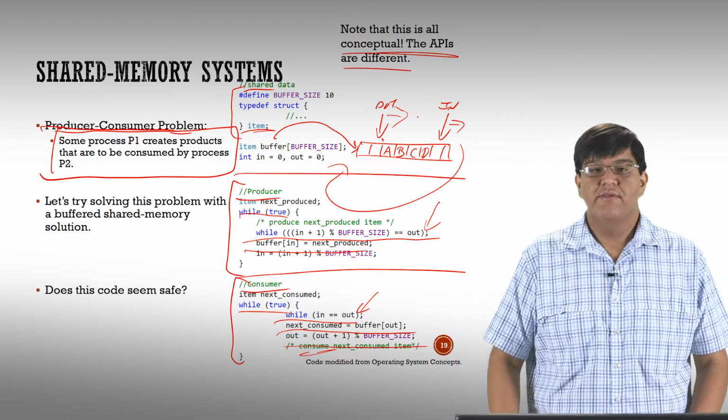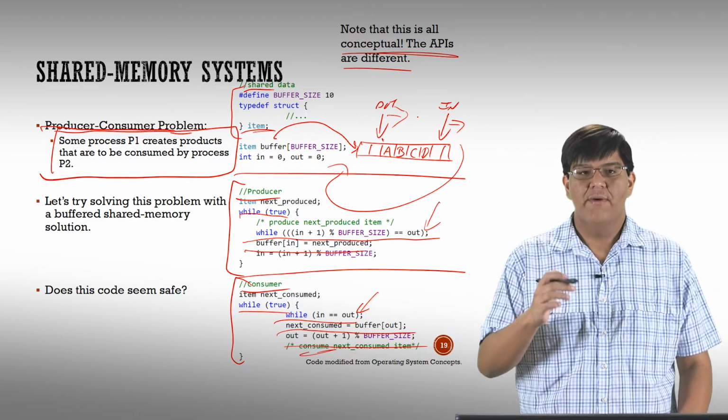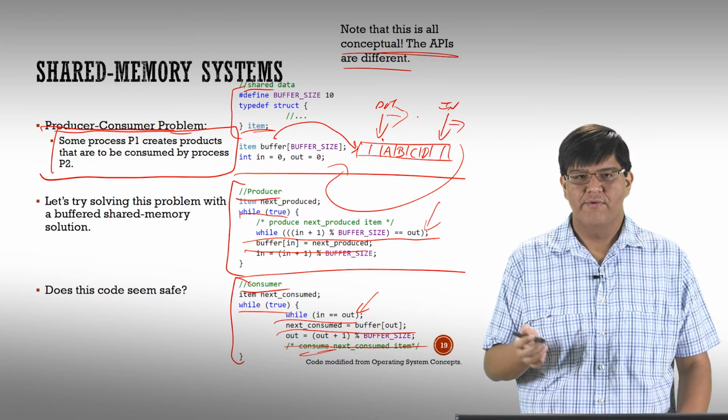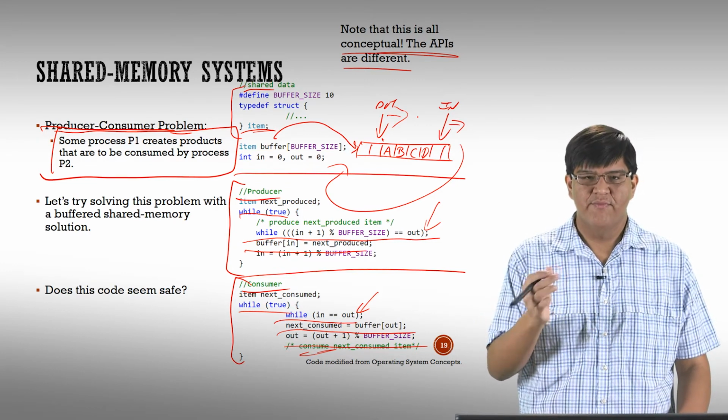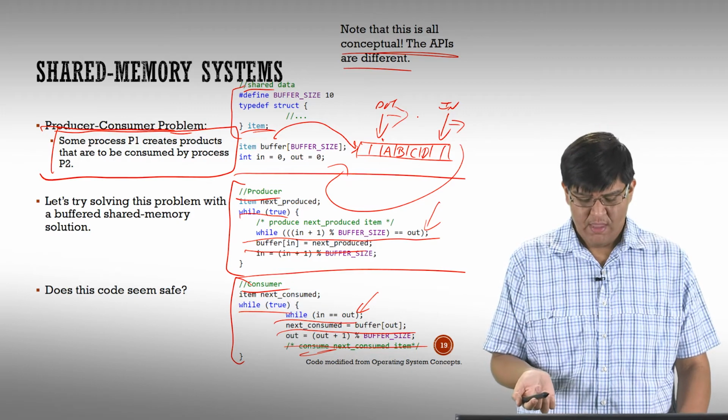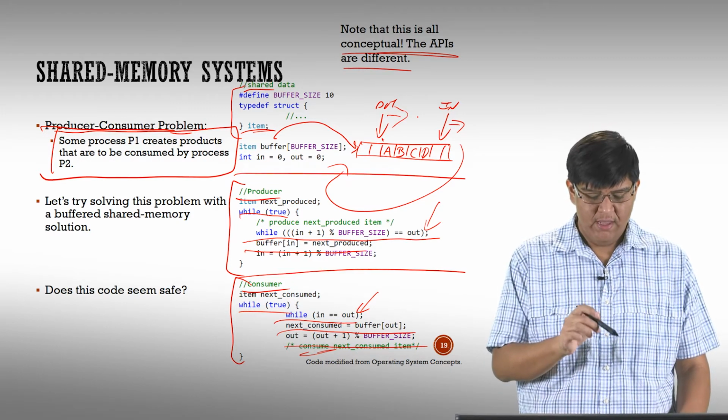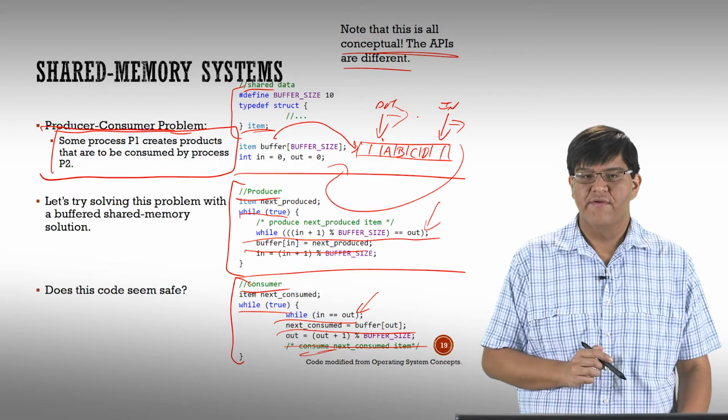So that's a shared memory solution to the producer-consumer problem. We're adding things at one end and removing things from the other end. You have two processes running at the same time. Now, one question to ask yourself at the end is: does this code seem safe or not?